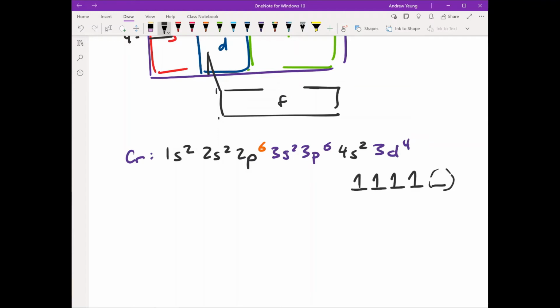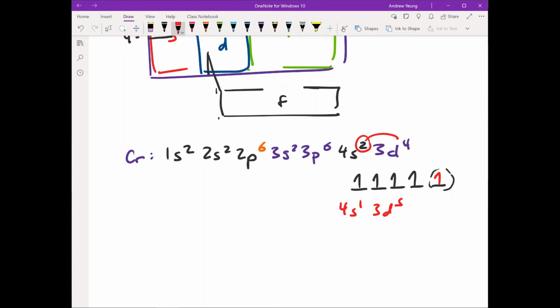Just like for some reason, having a full shell makes you stable, having half a shell also makes you stable. So as an exception, what happens to chromium is it promotes this electron up. So actually, this very end is going to be 4s1, and we're actually going to fill up that 3d with 3d5. So plain old chromium here. See if you can utilize this periodic table memory aid here to predict which orbital ends up coming up first.